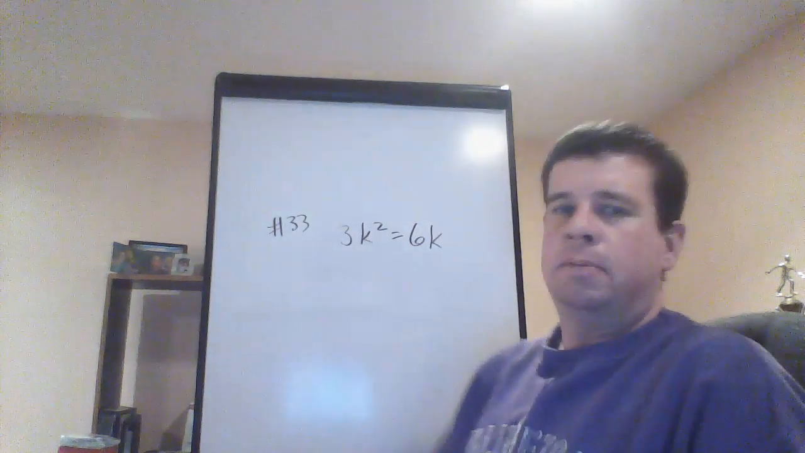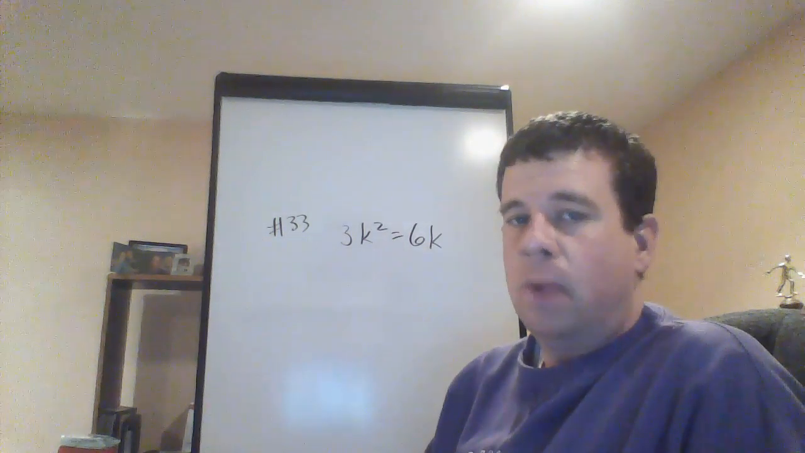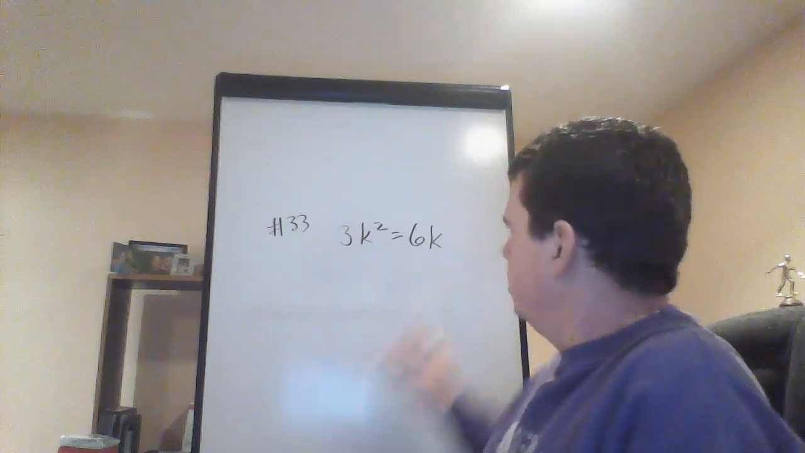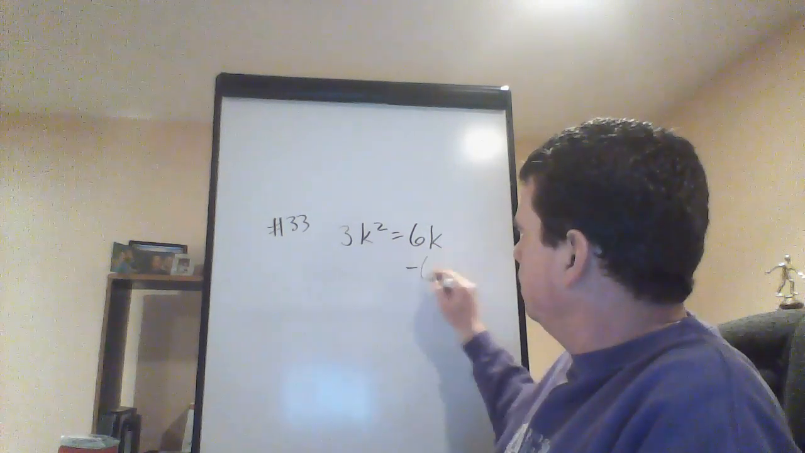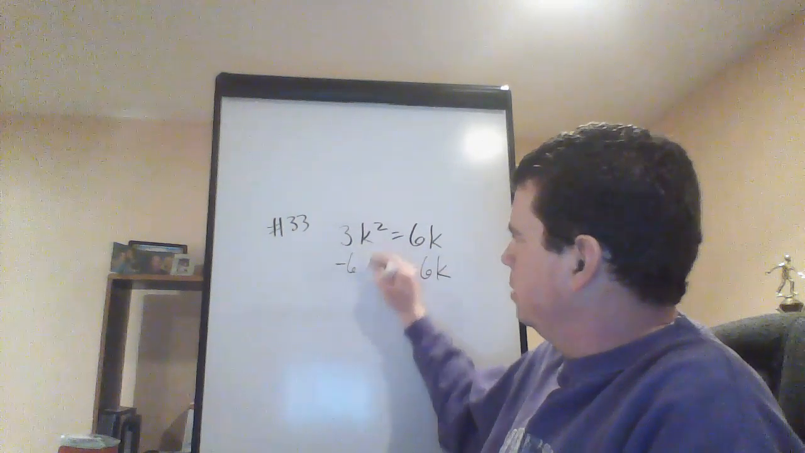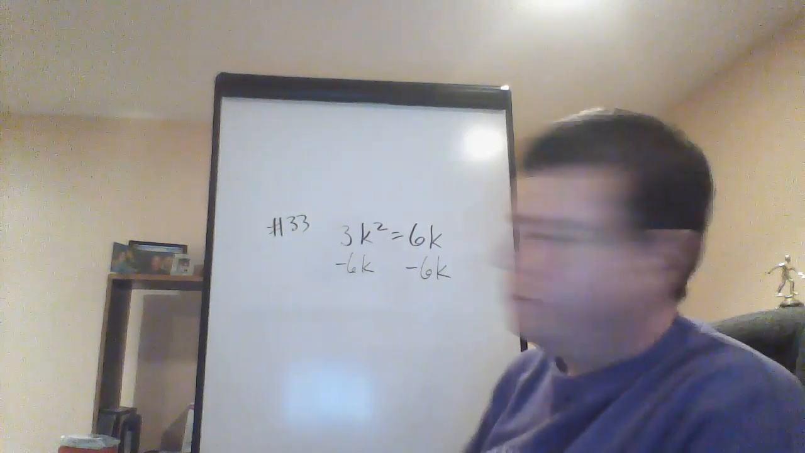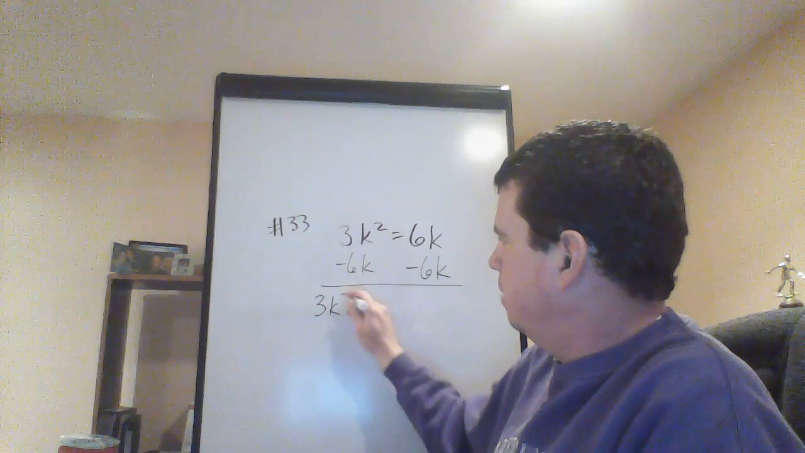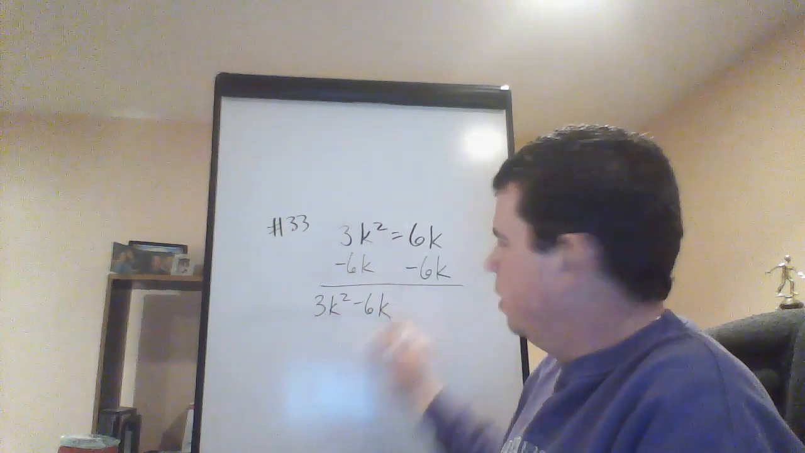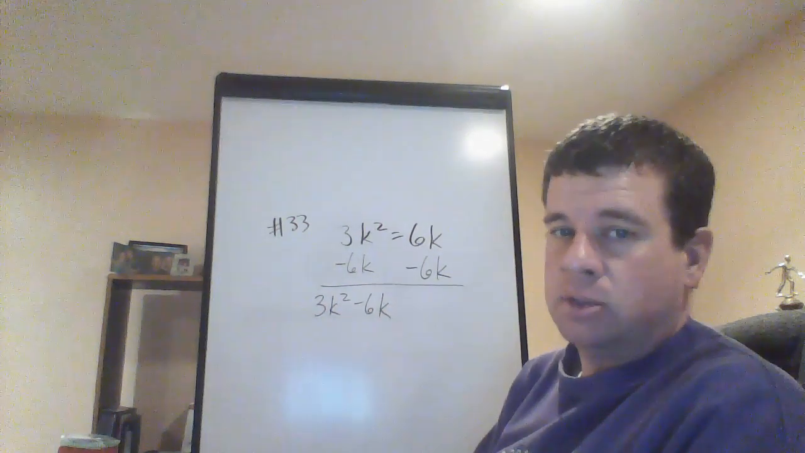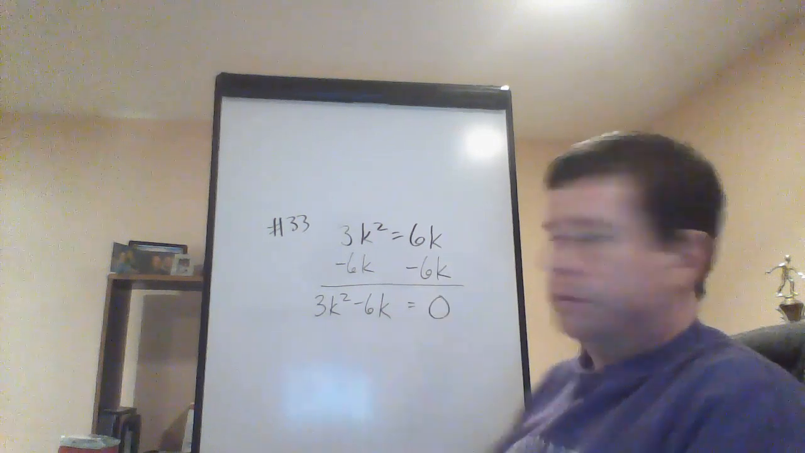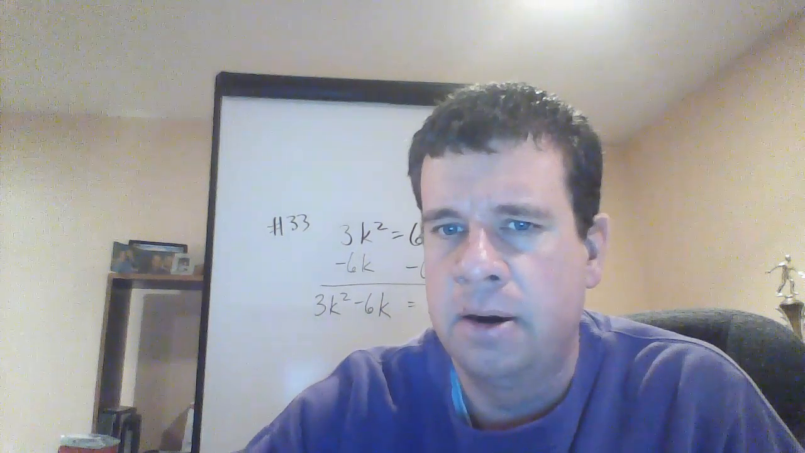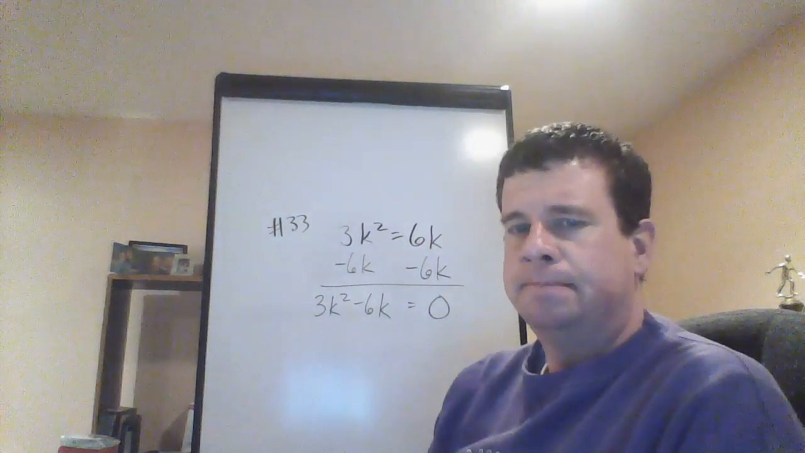All right, so I've got it up here. It's 3k squared equals 6k. So again, the first thing I want to do with this is get it equal to 0. If I subtract 6k from both sides, these aren't like terms, so I can't do anything with them except rewrite them how they are. So on the left-hand side, I get 3k squared minus 6k, and now it equals 0, which is kind of what I want.